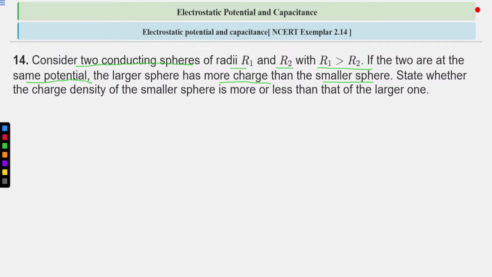Okay, so if both the spheres are at the same potential, the larger sphere, that is of r1 radius, has more charge than the smaller sphere. State whether the surface charge density of the smaller sphere is more or less than that of the larger one. So we have to compare the surface charge density of both the spheres. I will give you some time to think about it.